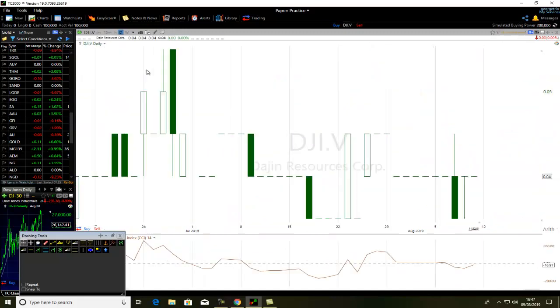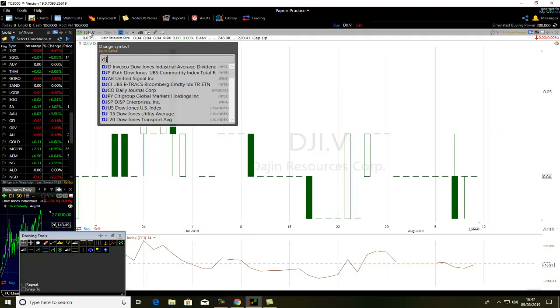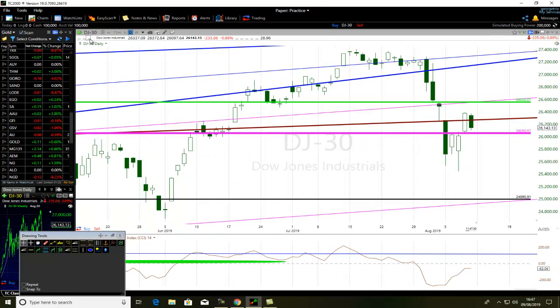Well, it's the long-term equilibrium price. No, hold on, I'm talking about Dow Jones. Okay, I'm getting a little bit excited. All right, here it is. You see the Dow Jones Index, long-term equilibrium price.